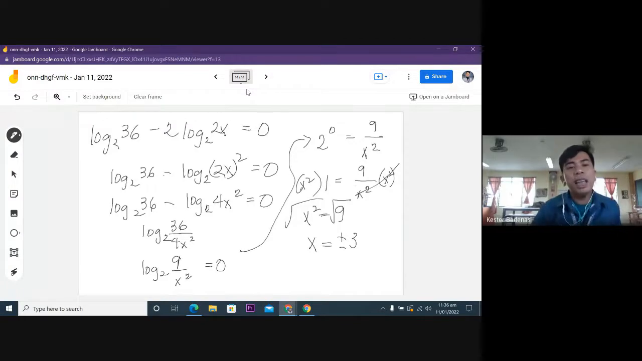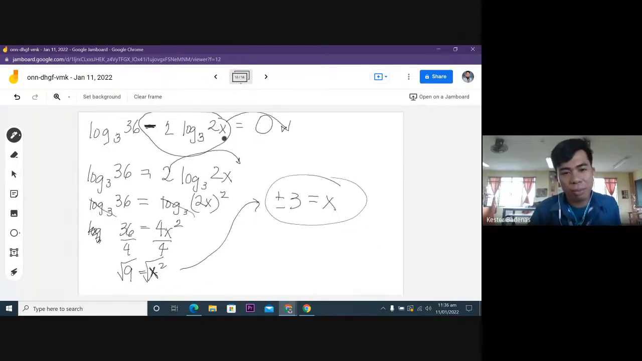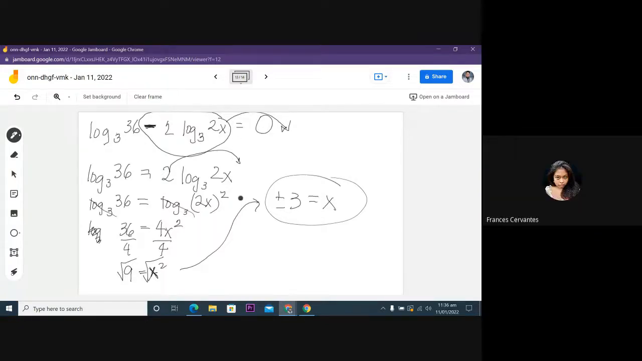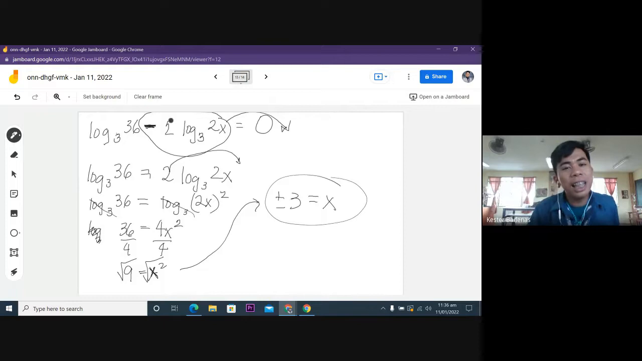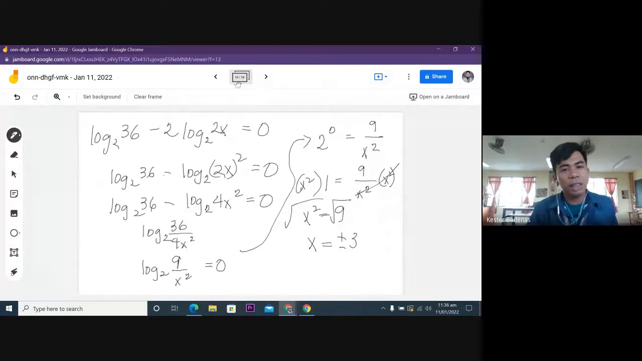Saan yung mas madali? Itong huli or itong nauna? O, you decide. Nauna po, sir. 'Di ba? O, mas magandang i-cancel nyo na lang agad yung log. Kasi pag may logarithm, nakakawin lang talaga yan. Ayan. So, ayun siya.